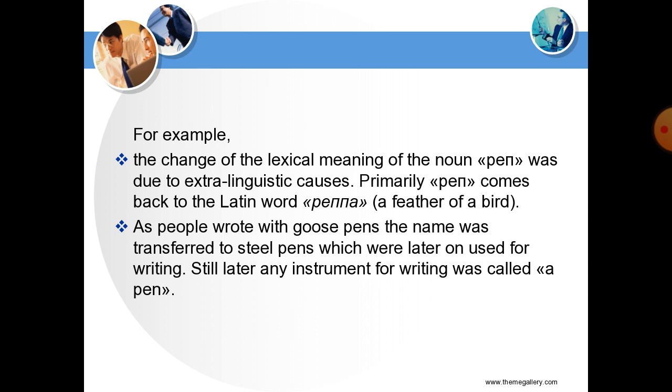For example, the change of the lexical meaning of the noun pen was due to extra-linguistic causes. Primarily, pen comes back to the Latin word penna, which means a feather of a bird. As people wrote with goose pens, the name was transferred to steel pens, which were later on used for writing. Still later, any instrument for writing was called a pen.